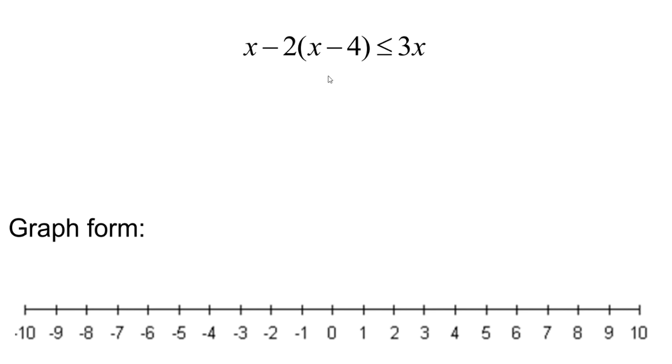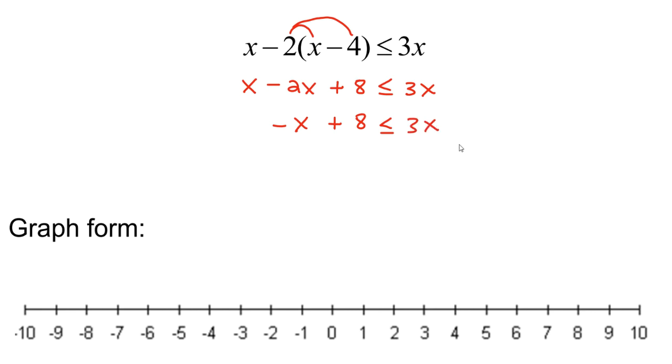So I'm going to distribute this negative 2 into the parentheses. When I do that, I get x, and that would be negative 2x or minus 2x, and then negative 2 times negative 4 would be a positive 8, is less than or equal to 3x. Next, I would combine my like terms, x and negative 2x, that would be a negative x plus 8 is less than or equal to 3x.